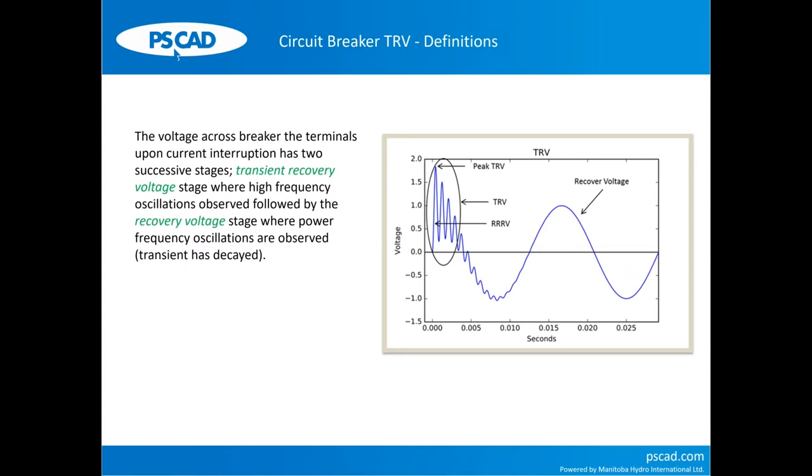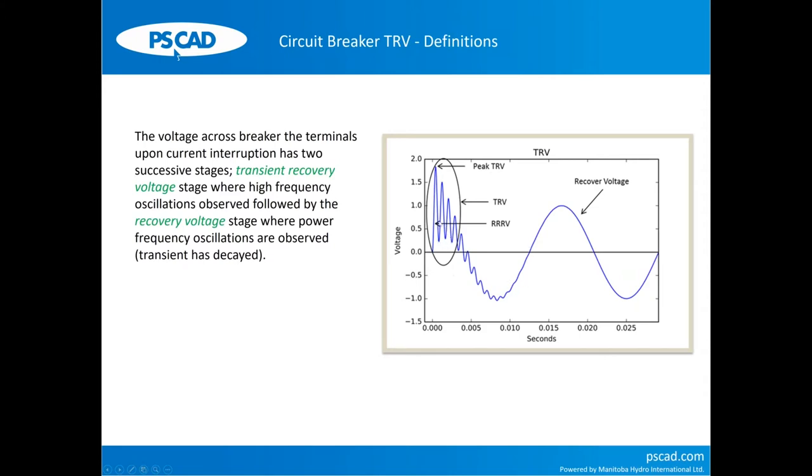I think Darshan gave you some background about the TRV phenomena. Let's have a look into some simulation aspects and some example cases related to the same phenomena. Darshan gave you some background that upon interrupting the current, you will see a voltage across the breaker, which has a transient period as well as some steady state period. The initial period, this transient period, is the main concern in TRV studies. So this area is defined as the transient recovery voltage.